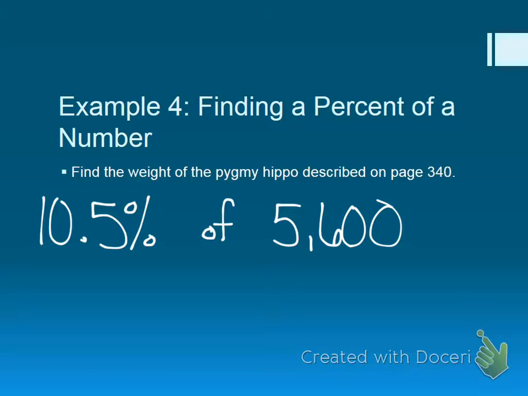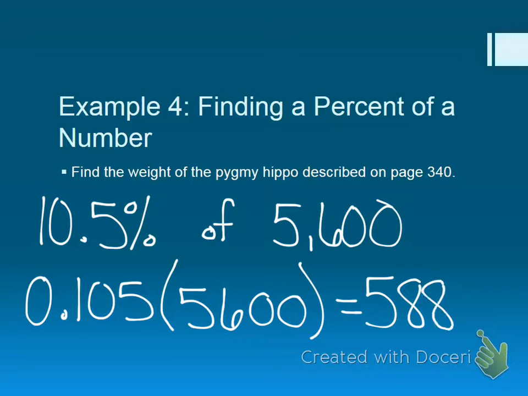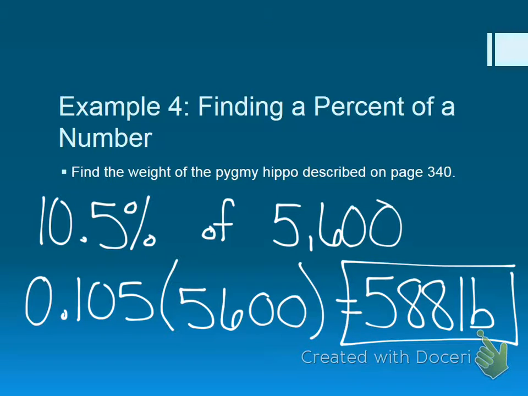All right, so it's 10.5% of a standard size hippo's weight. Well, how do you find a percentage of a weight? Here's what I want to see on your homework tonight. I want to see you change it to a decimal, 0.105, and multiply it by the total, 5,600. And then you're going to get, did anybody do it? 588. All right, so 588. And just remember, anytime it's a word problem, you just want to make sure you label 588 pounds.